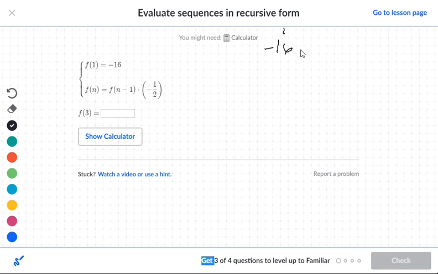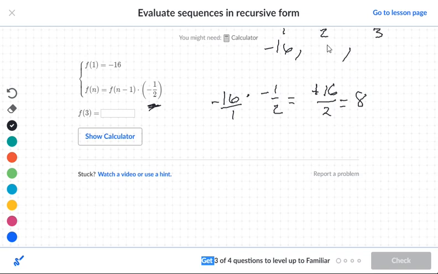That's our first term. Then we want to find what the second term is, and then we want to find what the third term is. What we're doing is we're multiplying by a negative 1/2. So we're going to take negative 16 times negative 1/2. So we multiply across, so we get actually a positive 16 here. So I'll just make that a plus sign, all over 2. So this becomes 8.